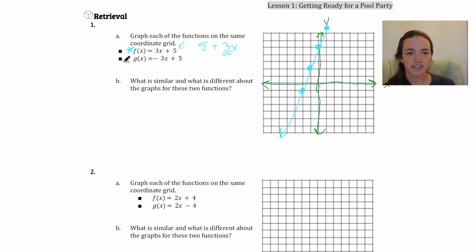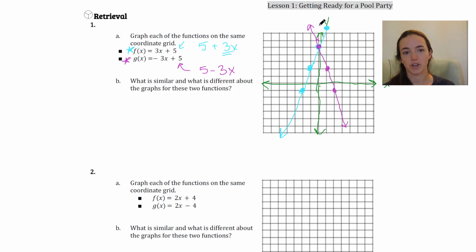Okay, now g of x starts at the same spot. So if you want, you can rewrite this in the other way. But notice that this time it's -3. So we're starting in the same place at 5, but when we go forward a step, we're going down 1, 2, 3. Forward a step, down 1, 2, 3. And there's our straight line.